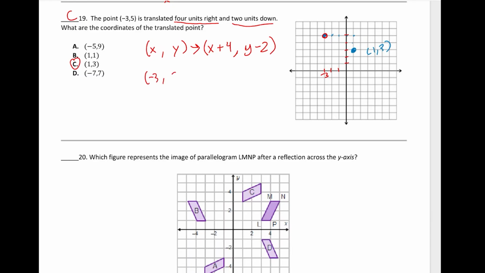But we can also use the mapping rule to see if that checks out. If I start with negative 3, 5, and I add 4 to negative 3 and subtract 2 from 5, that's going to give me 1, 3. Same thing.